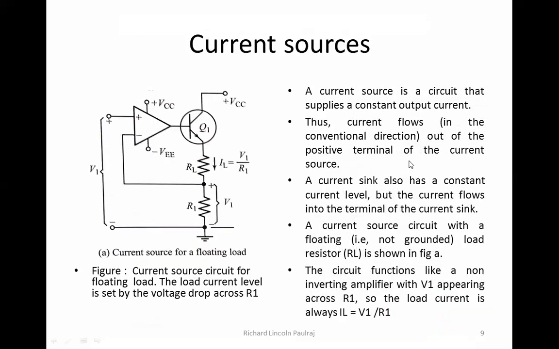So now we'll be looking at current sources. We have seen voltage sources, and we have seen the importance of these. As I've mentioned previously, current sources are those which help us have constant values of currents at the output. No matter what, I need to have constant currents. How do I achieve it?